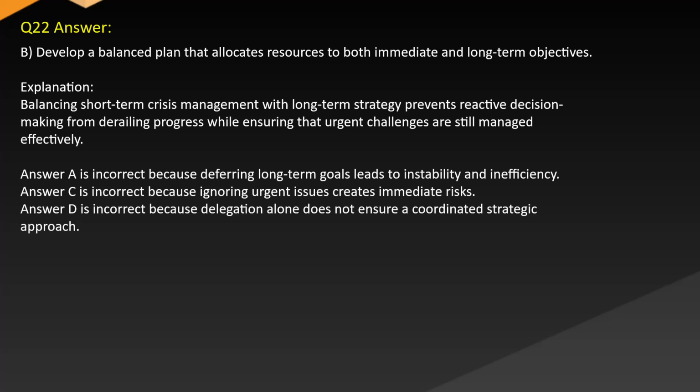Answer B. Develop a balanced plan that allocates resources to both immediate and long-term objectives. Explanation. Balancing short-term crisis management with long-term strategy prevents reactive decision-making from derailing progress while ensuring that urgent challenges are still managed effectively. Answer A is incorrect because deferring long-term goals leads to instability and inefficiency. Answer C is incorrect because ignoring urgent issues creates immediate risks. Answer D is incorrect because delegation alone does not ensure a coordinated strategic approach.